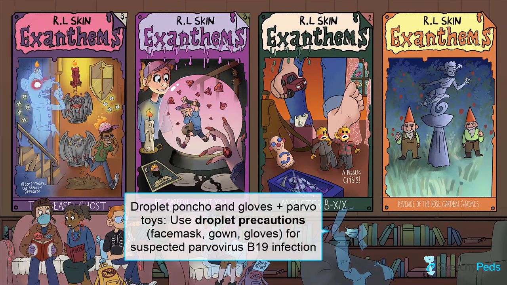You'll want to look for the slapped cheeks rash on the face, as well as the lacy rash on the extremities and trunk, which can help you to differentiate it from other exanthems. You should also look at the palms and soles, as these areas are typically spared.